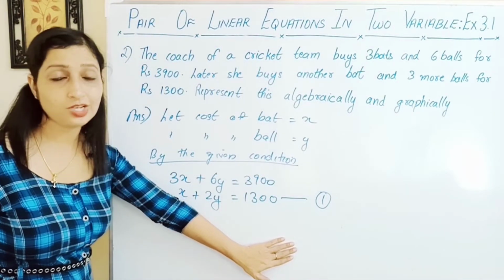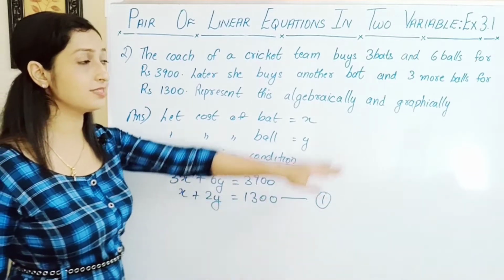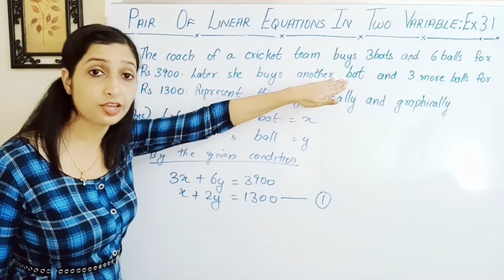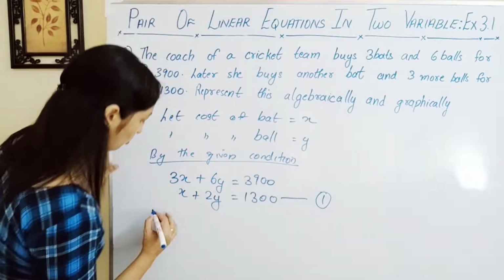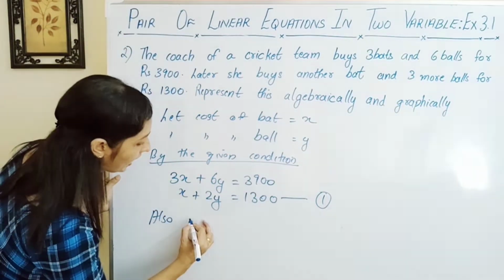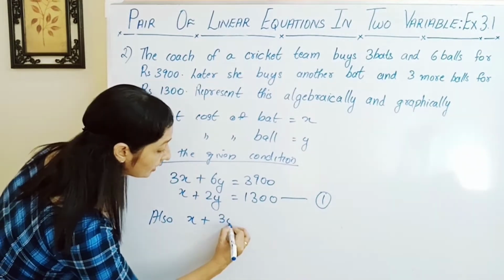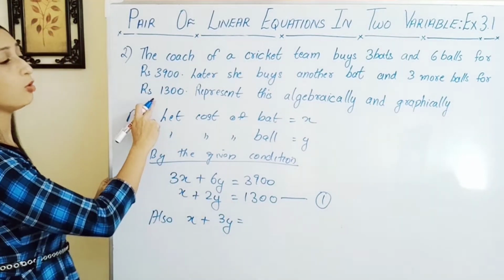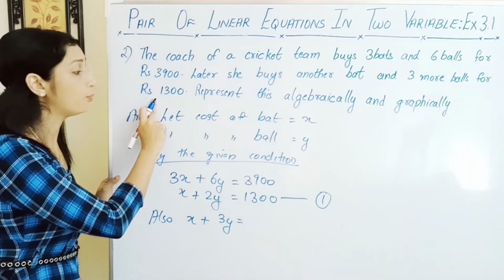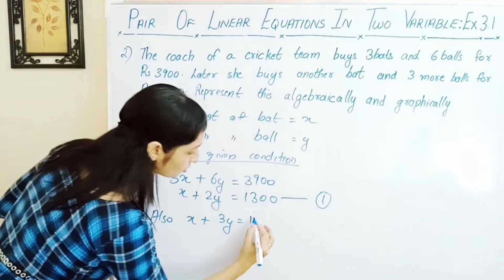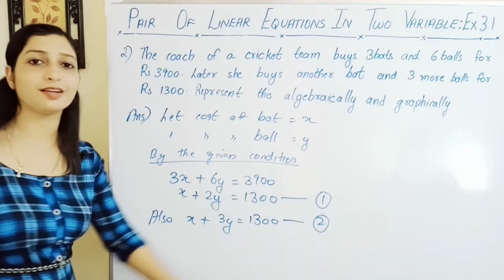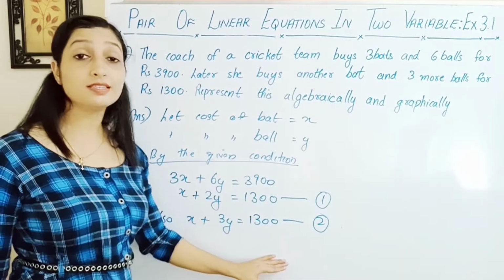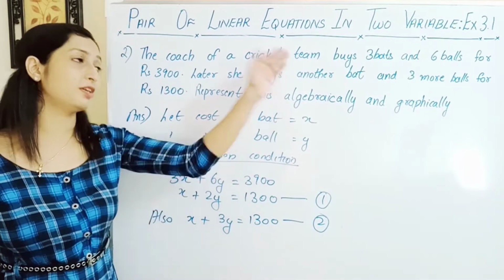Now let's find out our second equation. So what is the second condition given? The coach again buys a bat and 3 more balls. So also x plus 3y is equal to how much did it cost her? Rupees 1,300. So equals 1300, and this will be our equation 2. So this is our algebraic representation of the given condition.